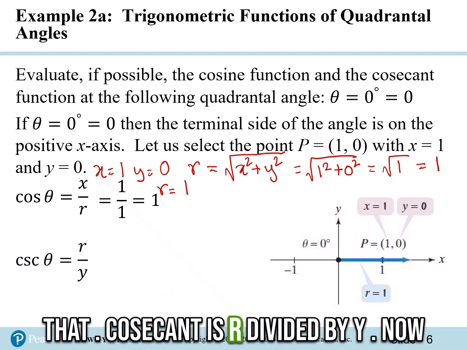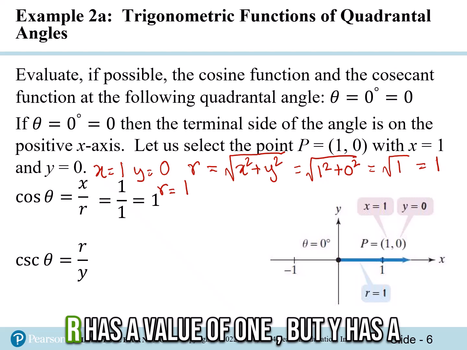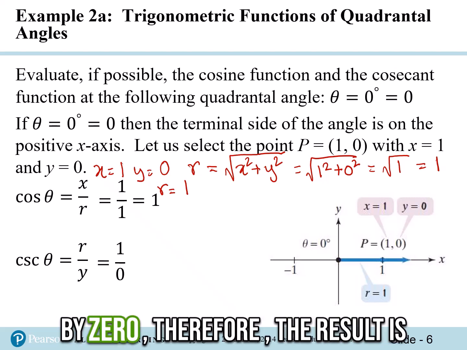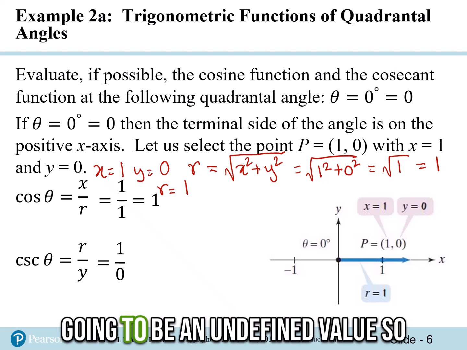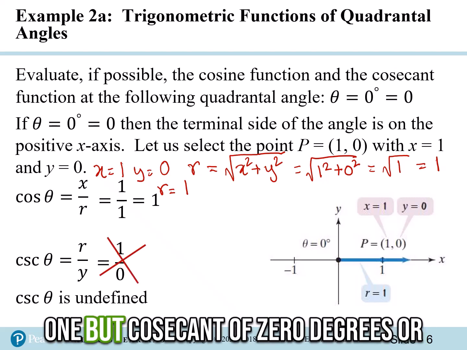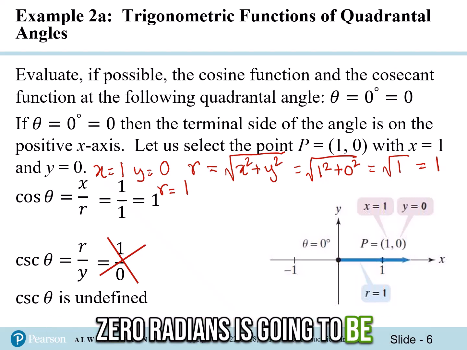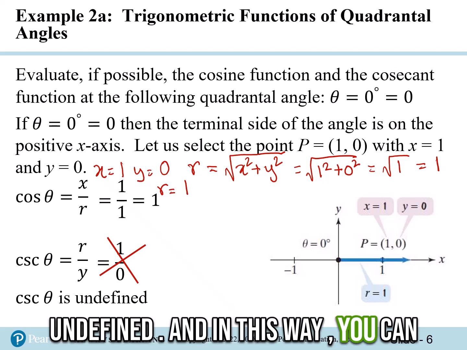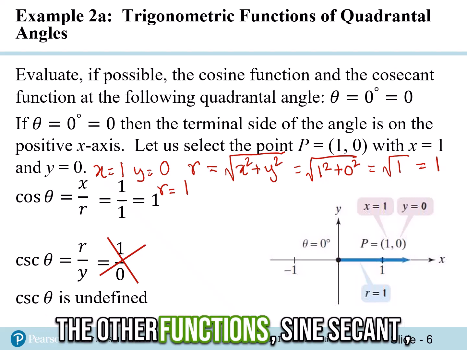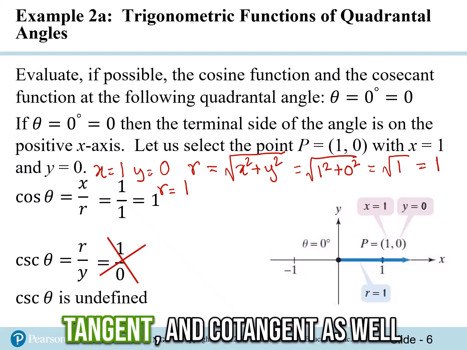Cosecant is r divided by y. Now, r has a value of 1, but y has a value of 0. We cannot divide by 0, therefore the result is going to be an undefined value. Cosine of 0 degrees is a real number 1, but cosecant of 0 degrees or 0 radians is going to be undefined. And in this way, you can find the trigonometric ratios of all the other functions, sine, secant, tangent, cotangent as well.